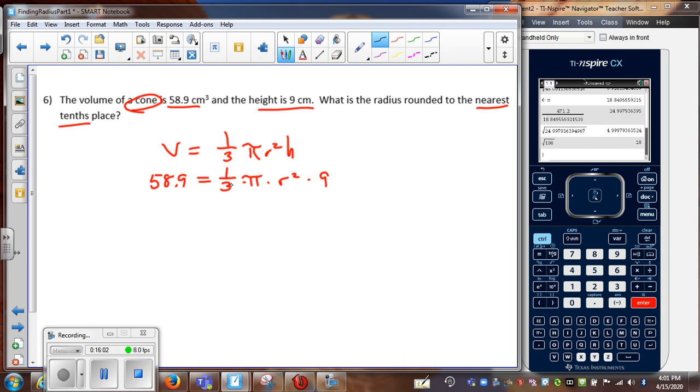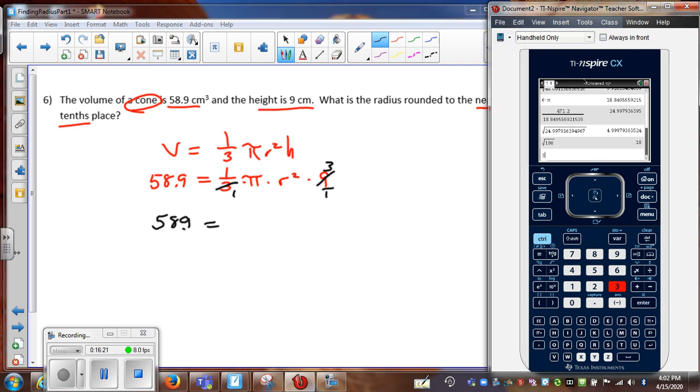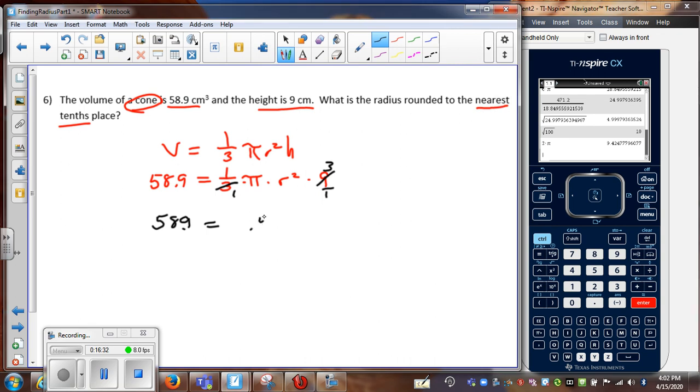Okay, now you can punch this in your calculator, but I think what I'm going to do is say 3 goes in there once, 3 goes in there 3 times. So now all I have is 3 times pi. So 58.9 is equal to 3 times pi r squared. So I got to do 3 times pi. So that's 9.4247, and that's going to be multiplied by r squared.